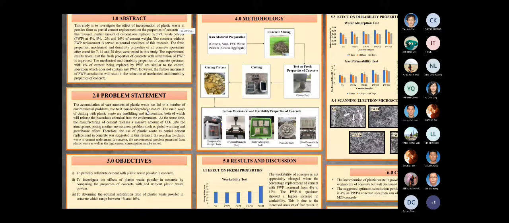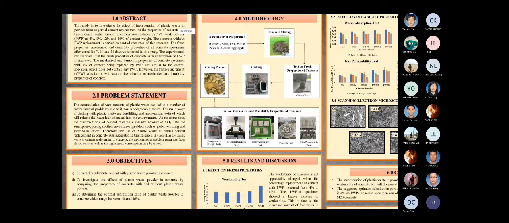As we all know, plastic waste is one of the most significant types of waste material in the world due to its non-degradation properties. The accumulation of large quantities of plastic waste has led to numerous environmental problems, and the main ways of dealing with plastic waste are landfilling and incineration, both of which release hazardous chemicals into the environment. At the same time, the cement industry releases a massive amount of carbon dioxide into the atmosphere, posing another environmental problem such as global warming and the greenhouse effect.